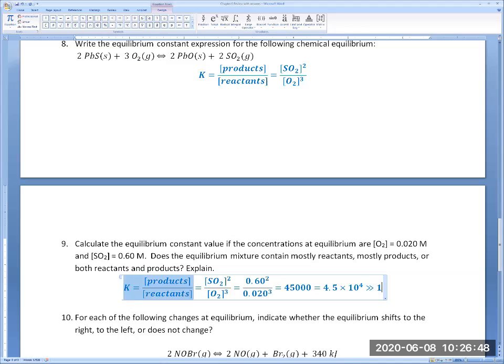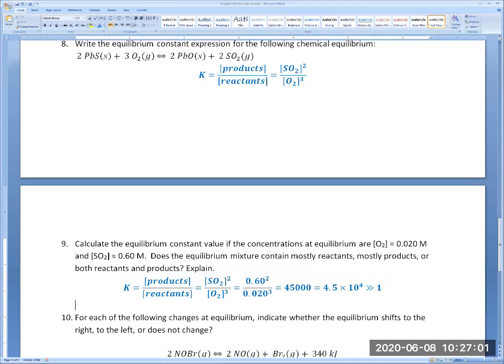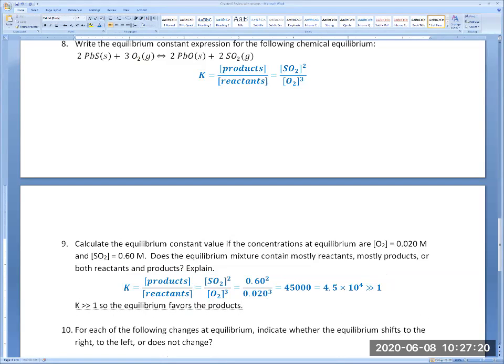And if you look at this here, a very large K value tells you that the numerator should be very large compared to the denominator. So you have much more product than reactant. That's what it means. And so K is a lot greater than 1. So the equilibrium favors the product. Okay, there's another way to check that, to verify that this conclusion is true. It's by looking at the concentrations at equilibrium.